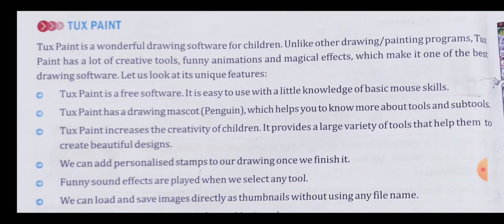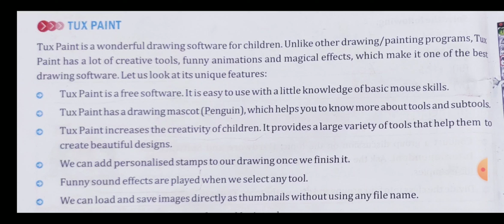Next, we can add personalized stamps to our drawing once we finish it. Once we have finished our drawings, you can add different stamps. Stamps are different pictures. For example, if you can't draw a sparrow, or some animal like a lion, they have given you the pictures of these animals, birds and other things. You can just take it and paste it on your drawing to make it beautiful.